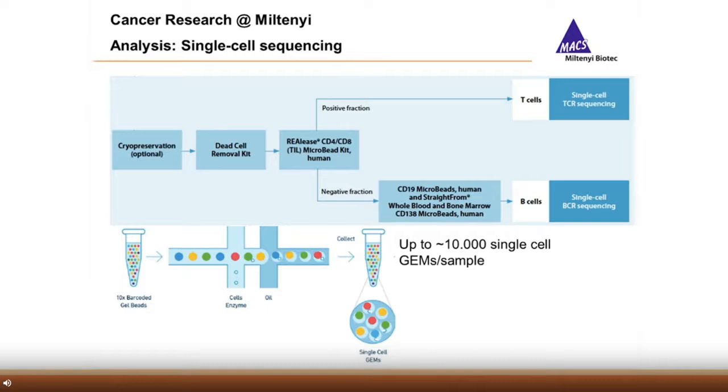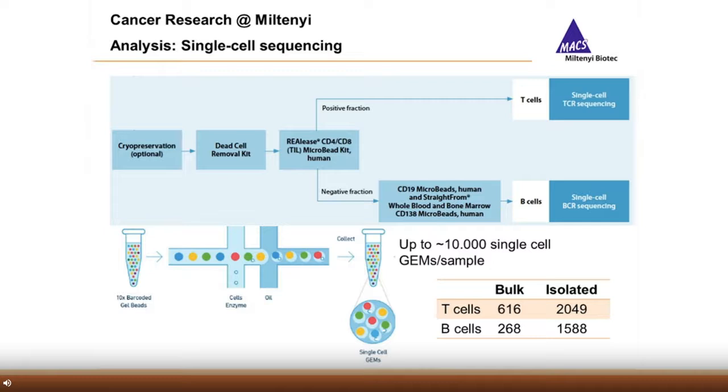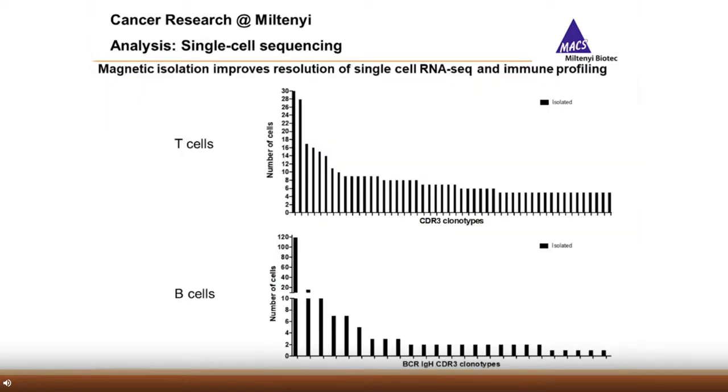We used the 10X platform, which can generate up to 10,000 single-cell gems per sample. So a direct effect of magnetically isolating the cells of interest is that we greatly increase the frequency of single-cell TCRs and BCRs in our sample, as you can see in this table. In these graphs, I am displaying on the x-axis the 50 or 25 most represented clonotypes in T or B cells respectively, and on the y-axis the number of cells that express that particular clonotype in the isolated sample.